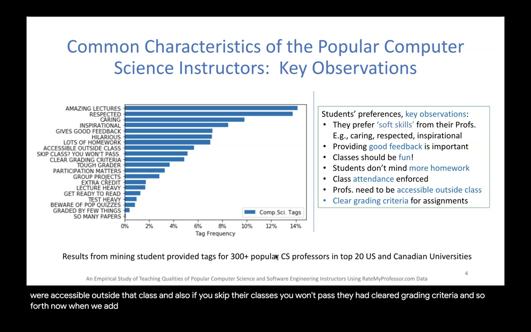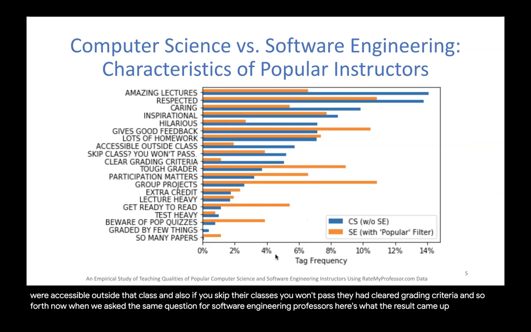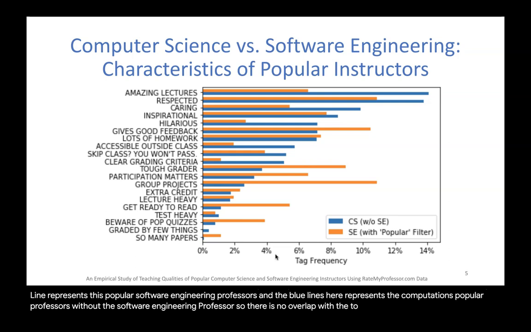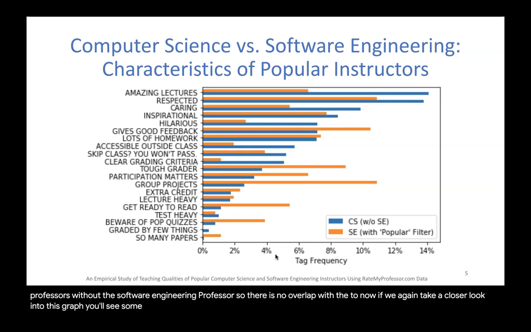Now, when we ask the same question for software engineering professors, here's what the result came up with. The orange line represents the popular software engineering professors, and the blue lines here represent the popular computer science professors without the software engineering professors. So there is no overlap between the two. Now, if we again take a closer look into this graph, you'll see some similarities as well as some areas where software engineering professors can improve.